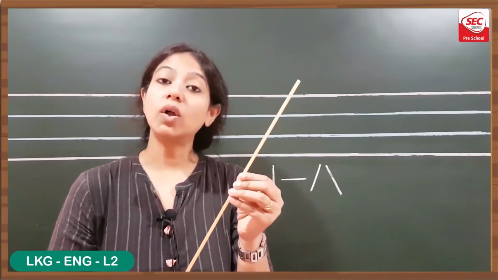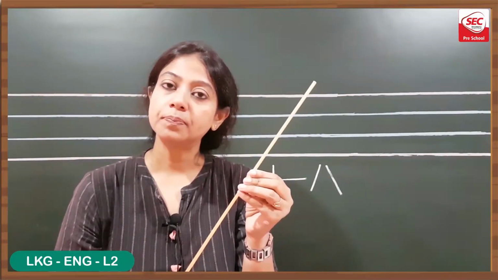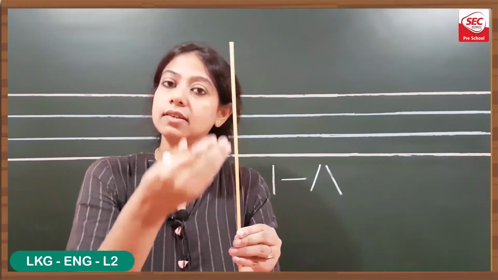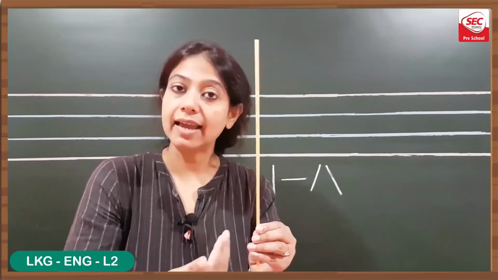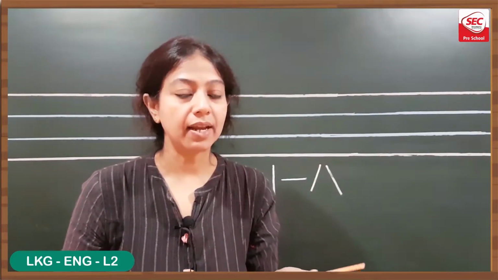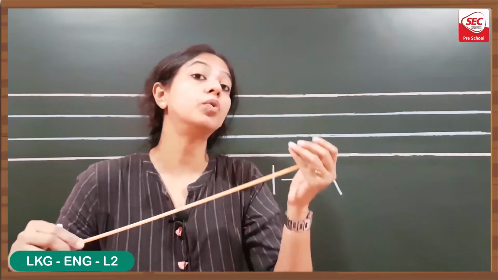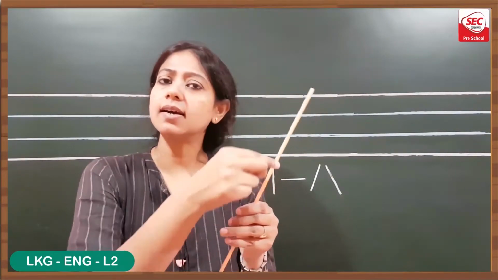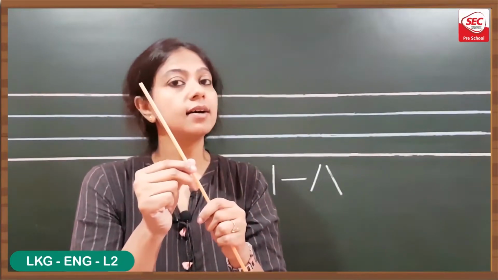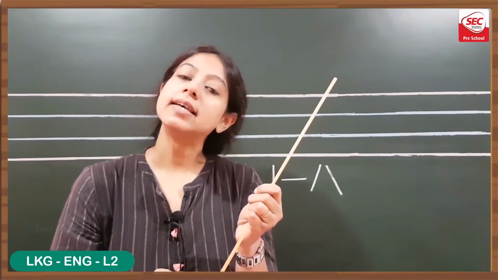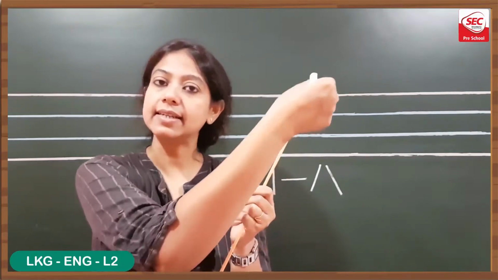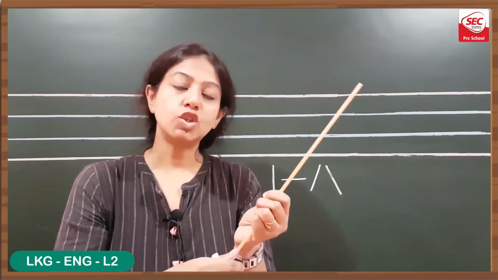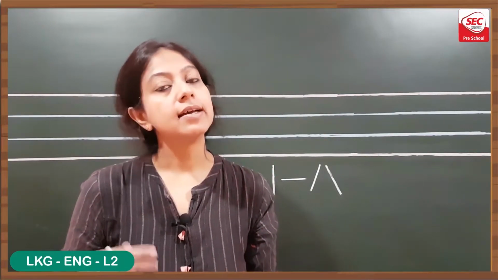But if I hold the straw in this way or in this way, the straw is looking neither like a standing line nor like a sleeping line. ये सीधा भी खड़ा नहीं है और पूरा सोया हुआ भी नहीं है, पर थोड़ा सा tilted है. So we call this slanting lines. We can make a slanting line either like this or like this. So in both the ways we can make slanting lines.